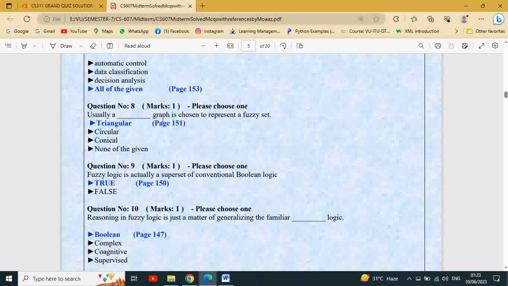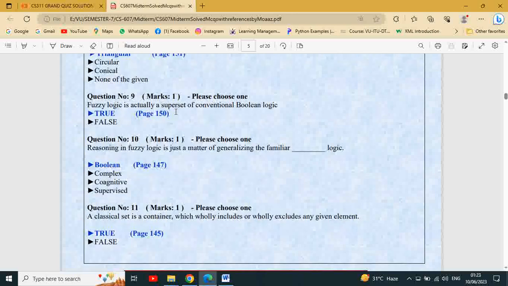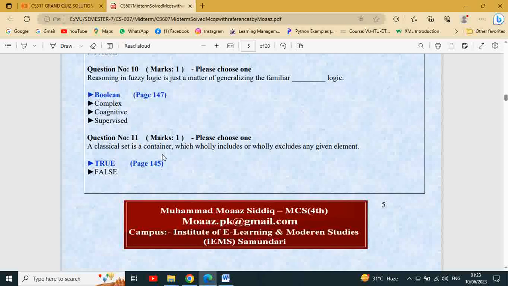Usually a triangular graph is chosen to represent a fuzzy set. Fuzzy logic is actually a superset of conventional Boolean logic. True. Reasoning in fuzzy logic is just a matter of generalizing the familiar Boolean logic. A classical set is a container which wholly includes or wholly excludes any given element. True.